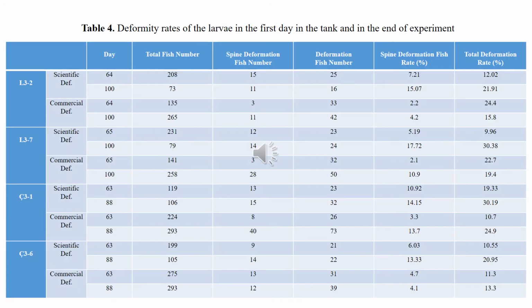You can see, taking into consideration the rates of fish with spine deformity from the groups at the end of the 88 dah and 100 dah in the experiment, C3-1 was observed to have the highest rate of fish with spine deformity and the highest rate of total deformity with scientific and commercial deformity in all experiment groups. Upon comparing the detection methods of commercial deformity and scientific deformity, both methods are similar in detecting deformity, while scientific deformity analysis provides a more detailed but slower possibility.